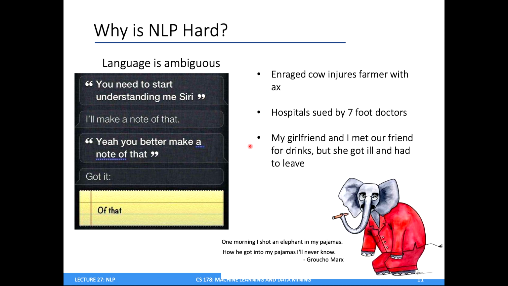And here's another one that's a little bit more realistic and less jokey. Maybe my girlfriend and I met our friend for drinks, but she got ill and had to leave. This is ambiguous because the word she here could represent either my girlfriend or my friend. So there's this problem of reference resolution, where there's inherent ambiguity in the text that we give to these systems. And this ambiguity is very, very difficult. How do we write down rule-based systems, if statements, that try to disambiguate this kind of language? It's virtually impossible to do.